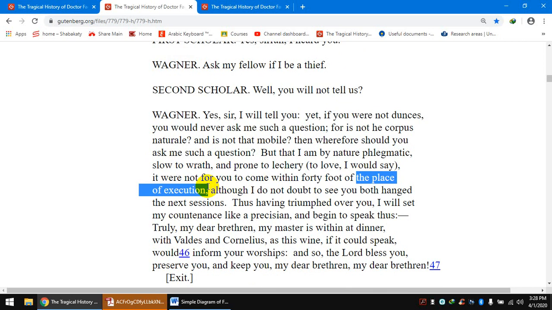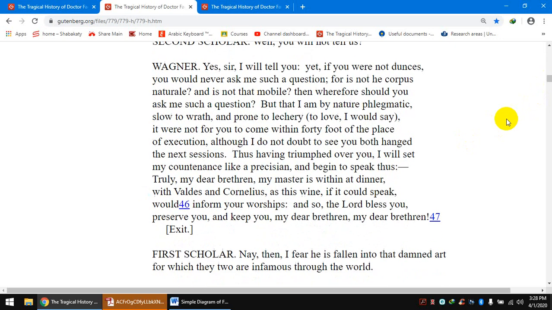Pun, P-U-N, is playing with words. So here the place of execution has two meanings: the literal meaning, which is very clear for you, and the other meaning, which is a dining hall where people execute meals. So he said to them that now Dr. Faustus is dining with his friends Valdes and Cornelius.